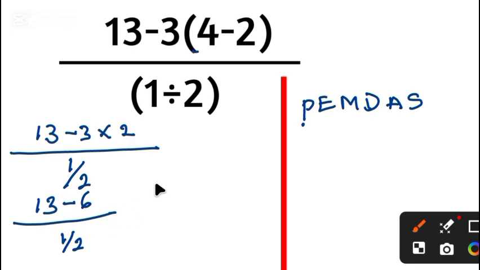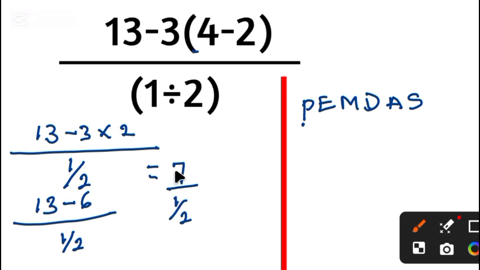Now 13 minus 6 equal to 7 on top of 1 over 2. This sign means what? Division sign.